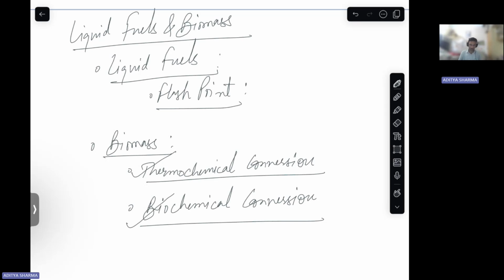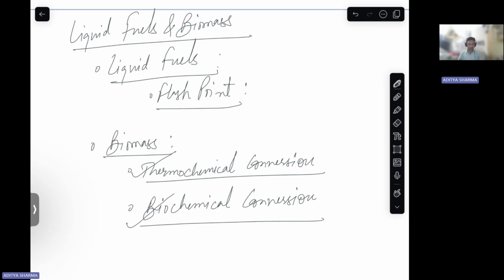One is thermochemical conversion. Next is biochemical conversion. So in thermochemical conversion, what we do is we heat the biomass, but in a very limited amount of oxygen, right? So we heat the biomass in a very limited amount of oxygen, and the product we get is methanol or ethanol, right? So this is your thermochemical conversion.